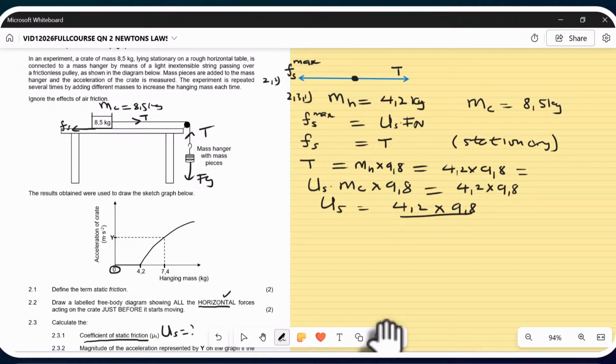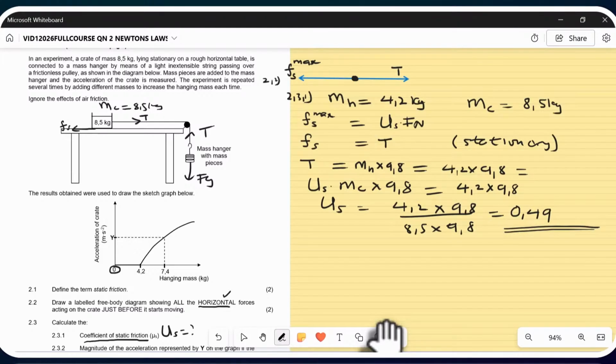So on the calculator, what do you get here? I'm getting 0.49. So the coefficient of static friction is 0.49, and it does not have units because the coefficient is a ratio between the normal force and the frictional force. That's our answer there.